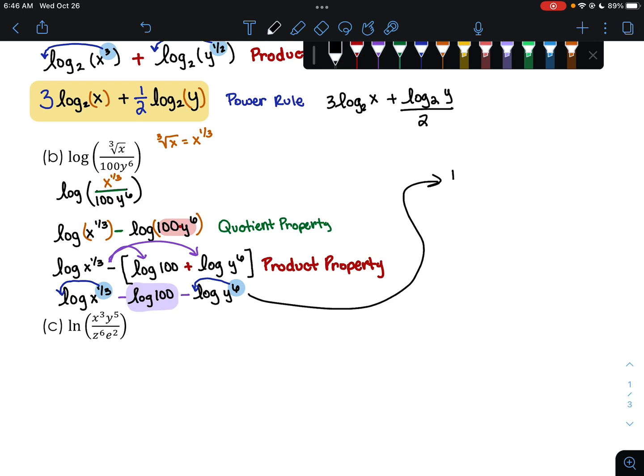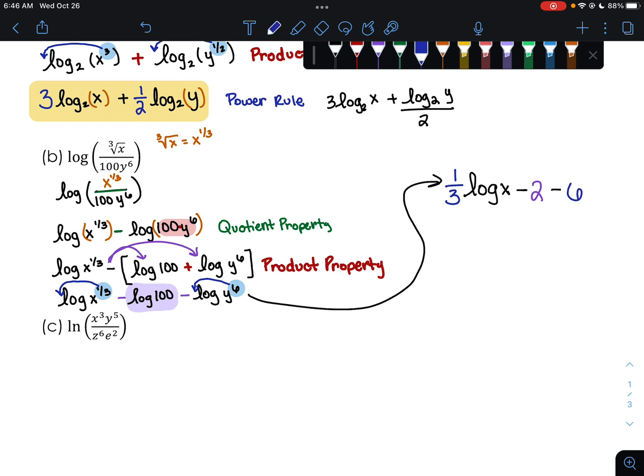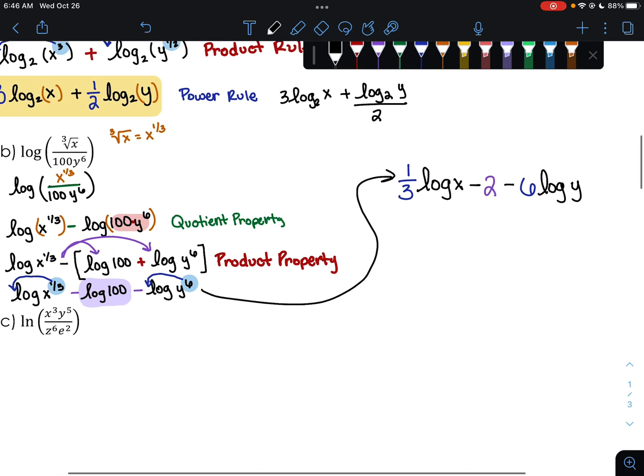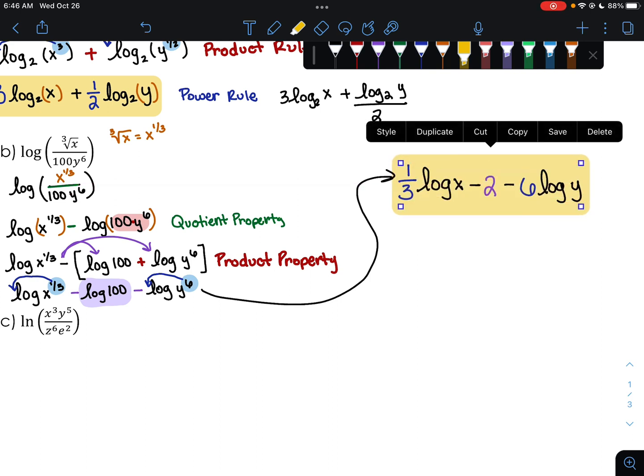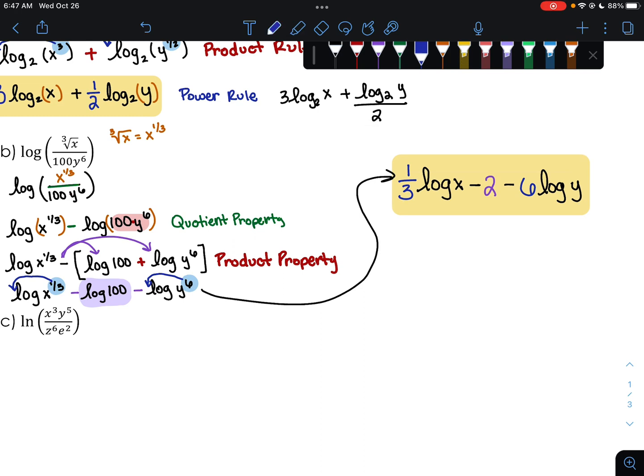So I'm going to have 1/3 log of x minus log of 100, which we just said was 2, minus 6 log of y. And that would be our final answer. So if there is a number, then you can simplify it, like log of 100. This was the power rule. When there are numbers, you can simplify.